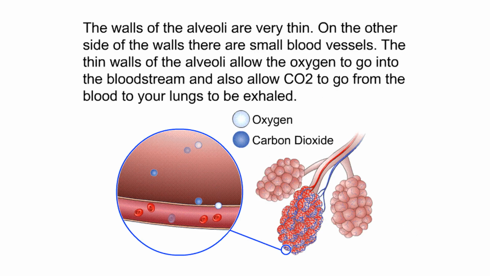The walls of the alveoli are very thin. On the other side of the walls there are small blood vessels. The thin walls of the alveoli allow the oxygen to go into the bloodstream and also allow CO2 to go from the blood to your lungs to be exhaled.